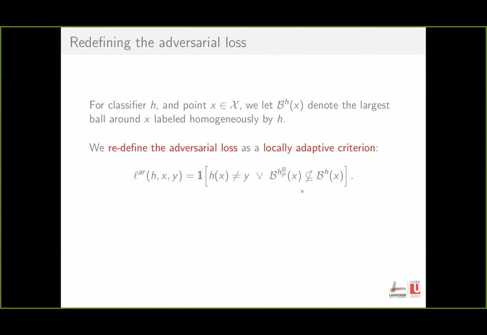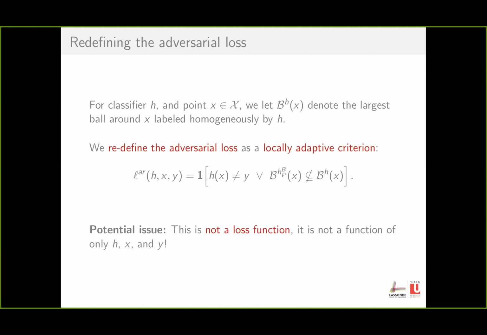So using this notion of margin canonical Bayes predictor, we then say, well, we want the loss function to assign loss, either if there's a misclassification, of course, or if the classifier is not as robust as the margin canonical Bayes, right? So we want the trained classifier to be everywhere as robust as the margin canonical Bayes predictor.